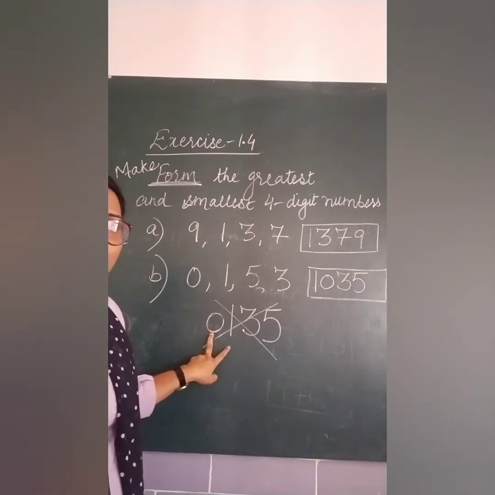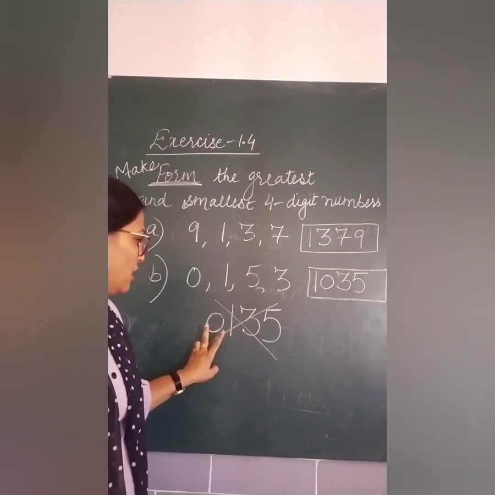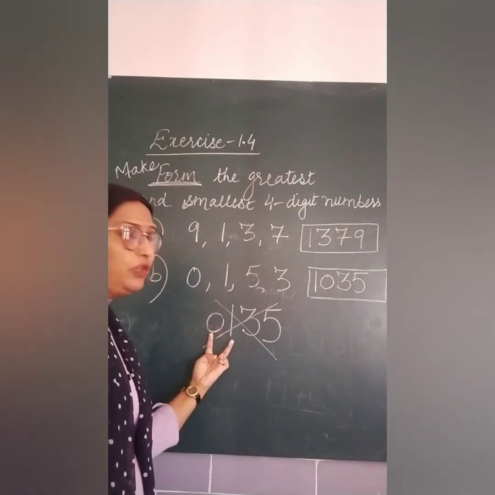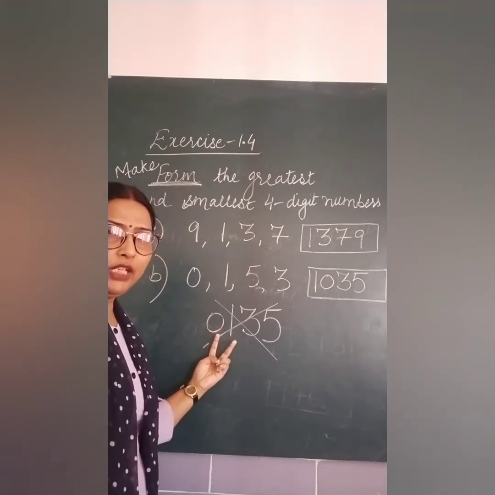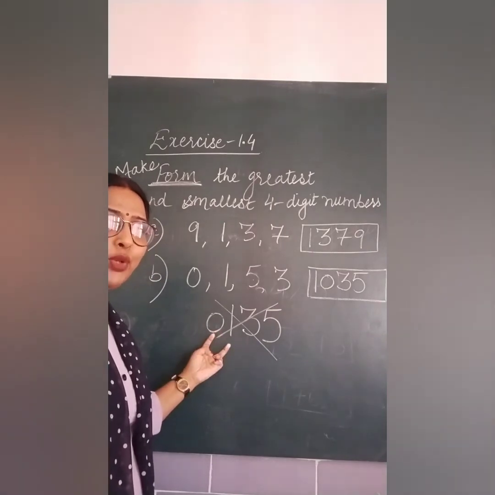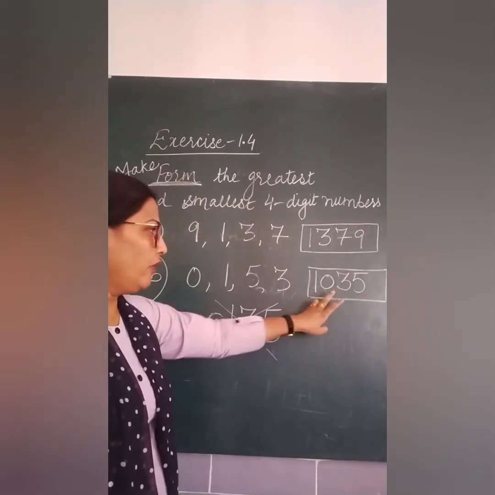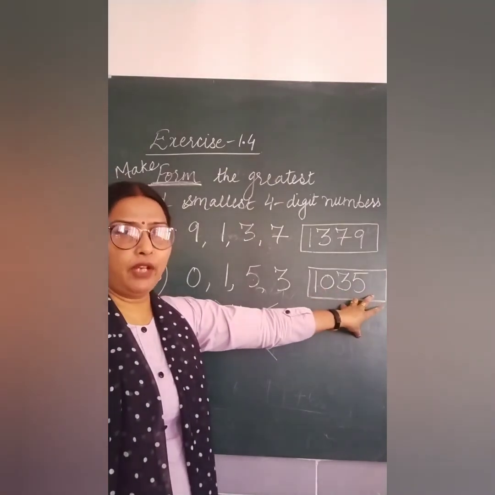So when there is a 0, at that time you must be careful that in maths no number starts with 0. And how do we make it correct? We will interchange the place of these 2 digits only. The rest of the digits will be written in the same place. So we will get 1035.